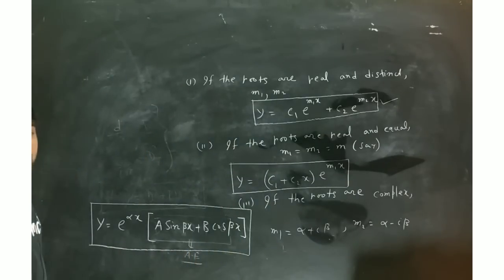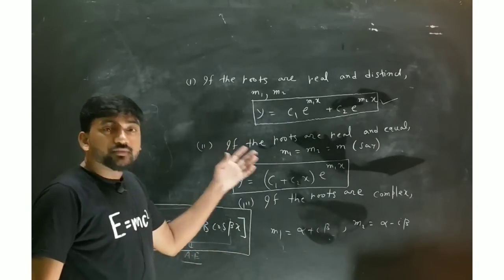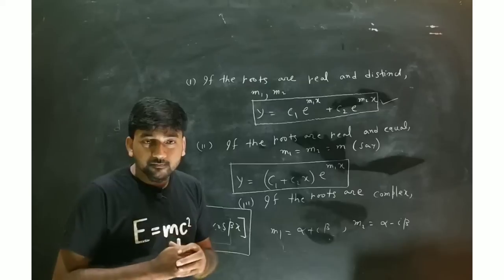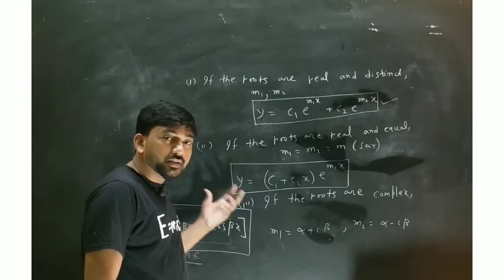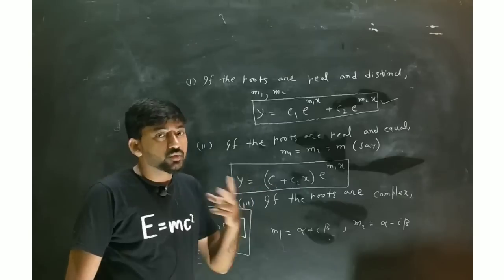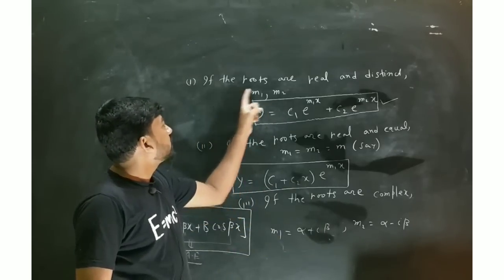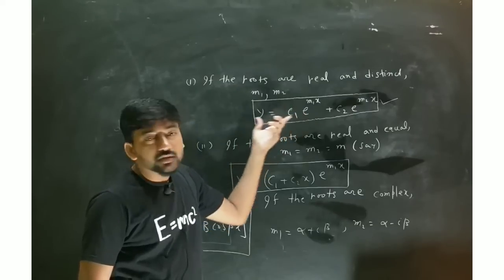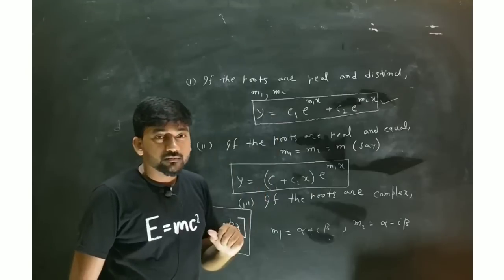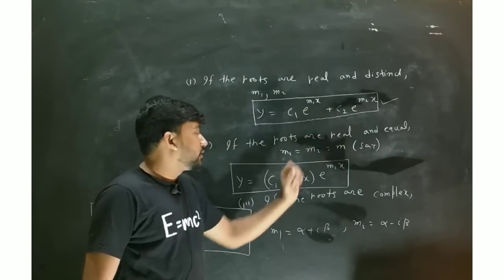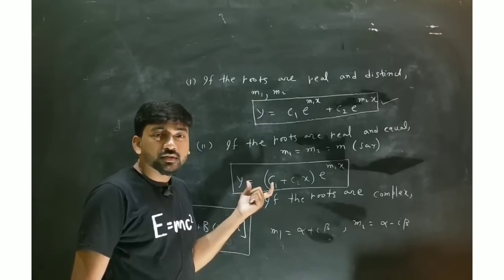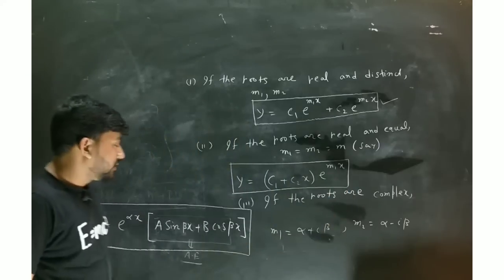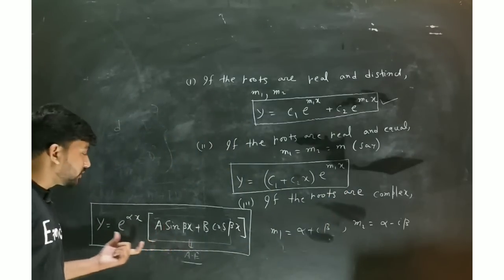Let me repeat again. You are given a differential equation, what you have to do first, you have to find out the auxiliary equation, that is f of D. Then you have to solve this f of D, that is the quadratic equation. Then you will get two roots obviously, and if you find that the roots are real and distinct, then you have to write the solution in this form. But if the roots are real and equal, then you have to write the solution in this form. And if the roots are complex conjugate in the form of alpha plus i beta and alpha minus i beta, then you have to write the solution in this form.